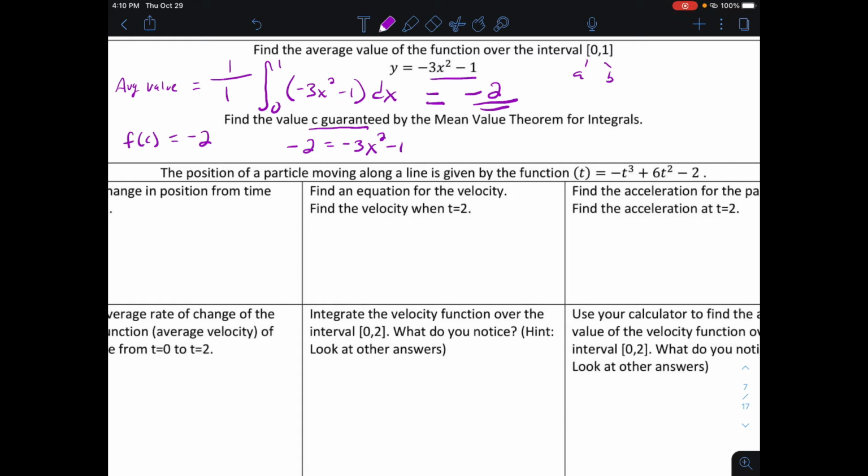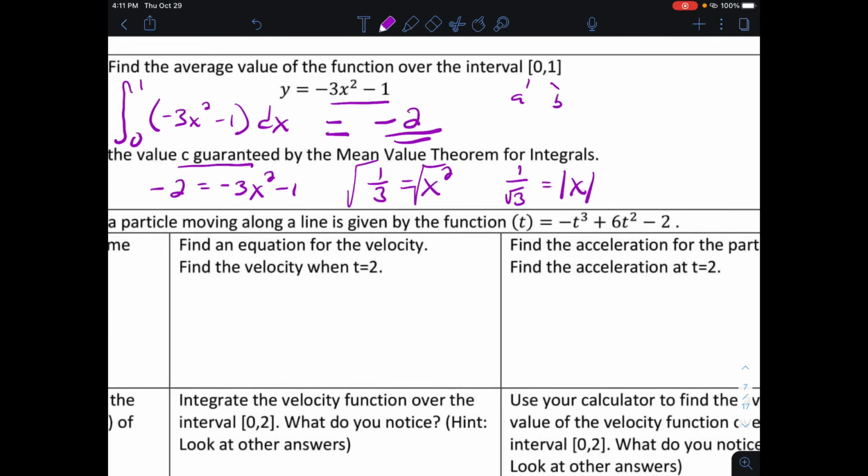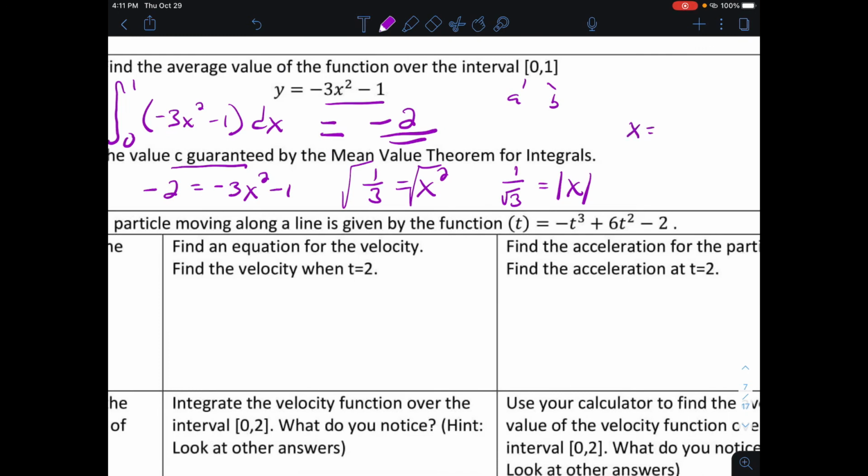When we do that, we wind up getting 1/3 is equal to x squared. You take the square root of both sides, and you're going to get 1 over the square root of 3 is equal to the absolute value of x. Now we have two possible cases for this. x could equal the positive 1 over the square root of 3, and x could equal negative 1 over the square root of 3. The mean value theorem will only guarantee the number that falls inside of that interval from 0 to 1, so the value guaranteed by the mean value theorem is 1 over the square root of 3.